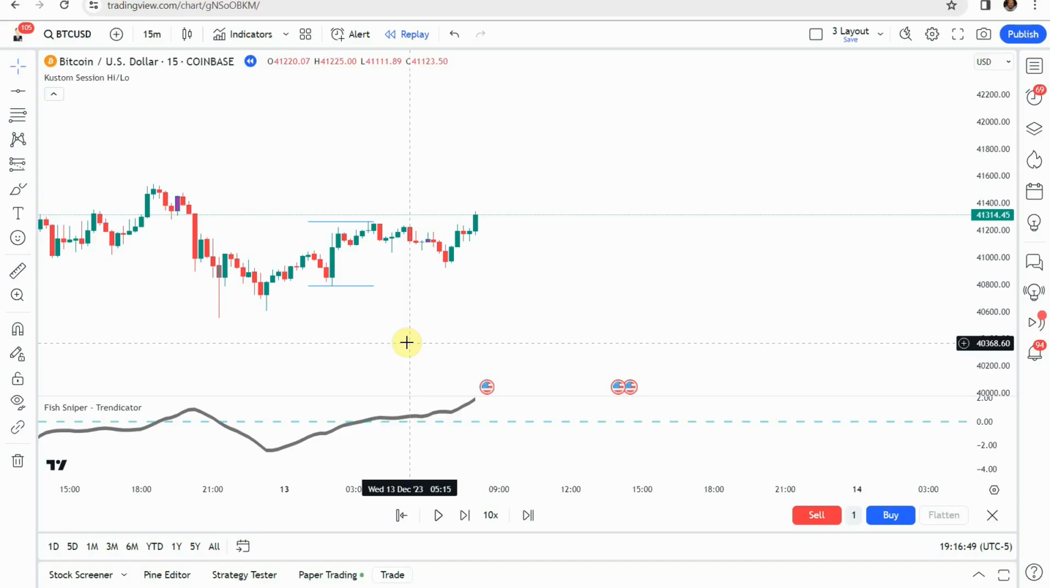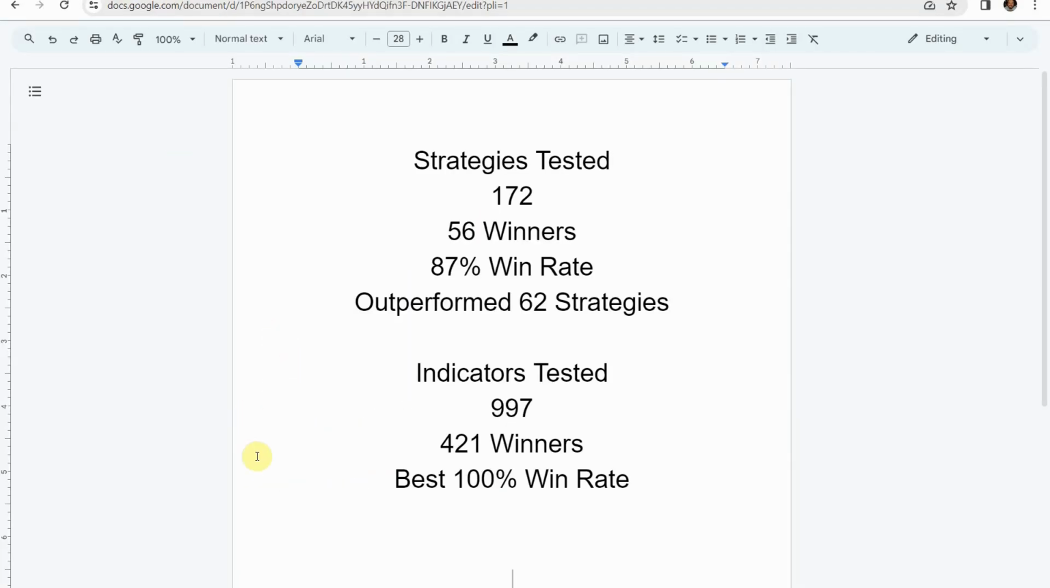Alright, as I said, today we will be testing a 15-minute scalping strategy. Before we do though, wanted to put the testing scoreboard up for everyone to see. So to date, we have tested a total of 172 different strategies with 56 of them being winners. The best one so far was able to achieve an 87% win rate. That was achieved using the Academy of Forex indicator. Since we've been keeping track, it has outperformed 62 of the strategies that we have tested, every single one we've put it against. We've also tested a total of 997 indicators with 421 of them being winners.